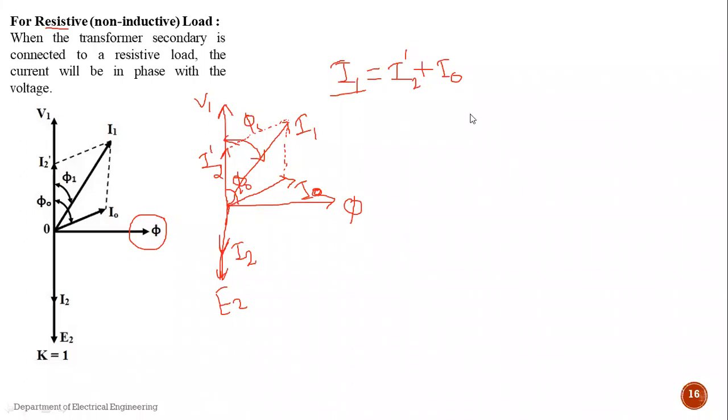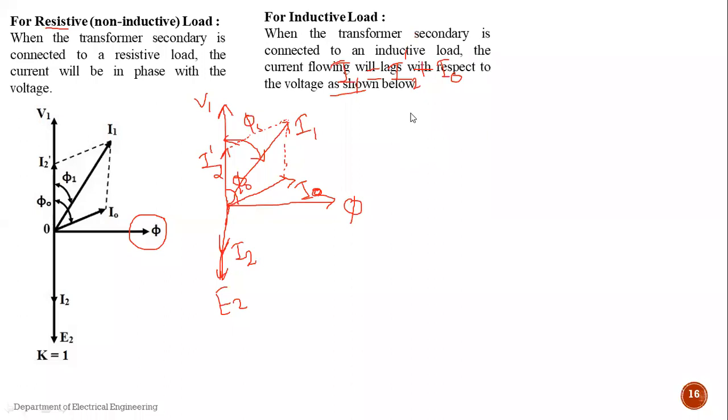No, sir. Okay. See, so this phasor diagram is for resistive load. Similar phasor diagrams can be drawn for the inductive load and the capacitive load. See, when the inductive load is connected on the secondary of the transformer, at that condition the current will lag with respect to the voltage by some angle, and this angle is less than 90 degree.